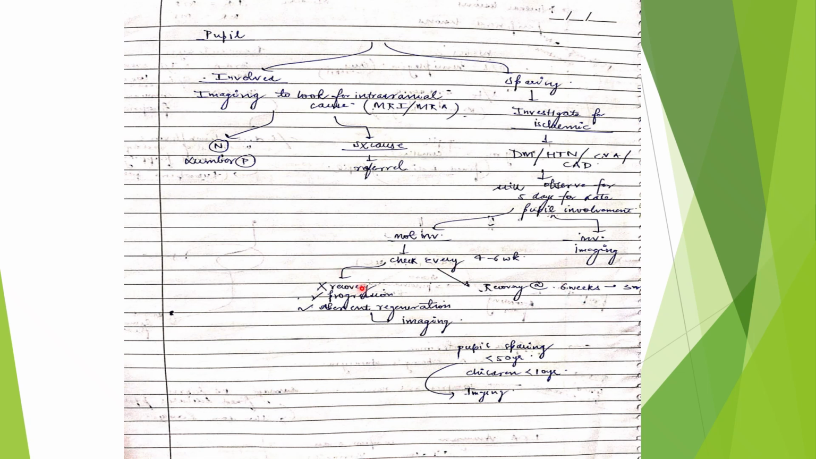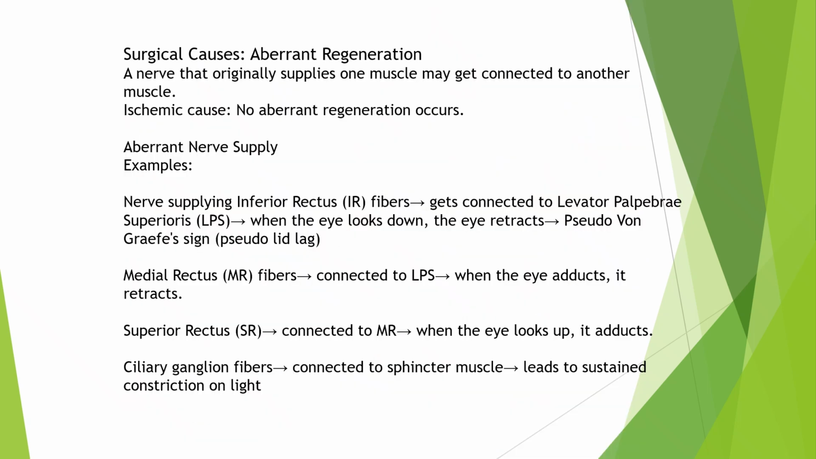If there is no recovery, or if there is progression, or if there is aberrant regeneration, then we do imaging. And in pupil sparing, in patients less than 50 years, or in children less than 10 years, we do imaging. Surgical causes produce aberrant regeneration. A nerve that originally supplies one muscle may get connected to another muscle. In ischemic causes, there is no aberrant regeneration. It only occurs in the surgical causes.